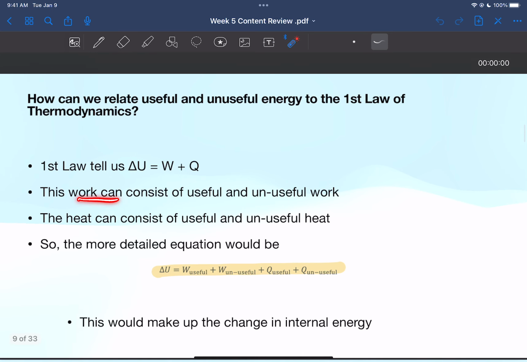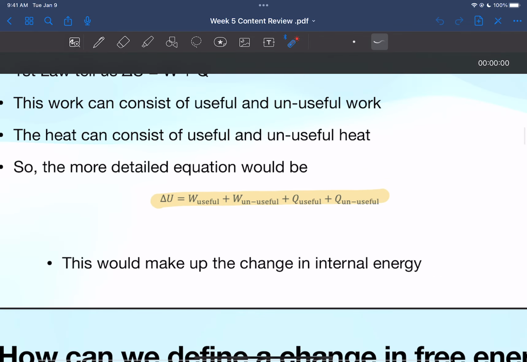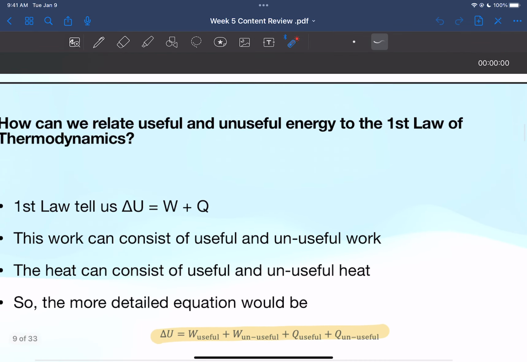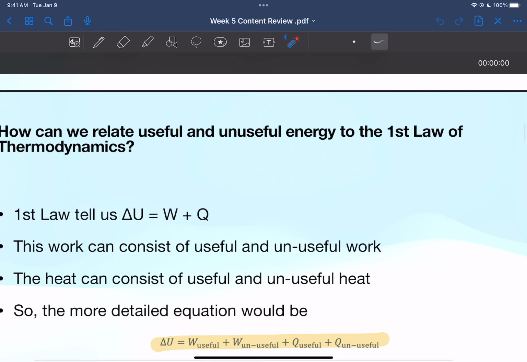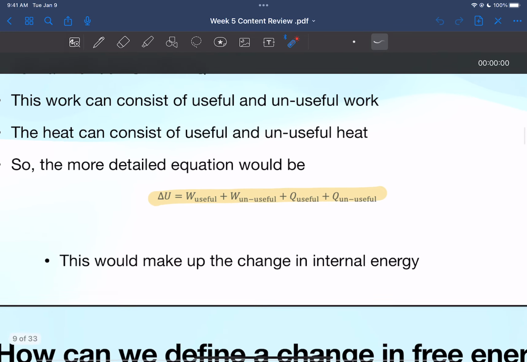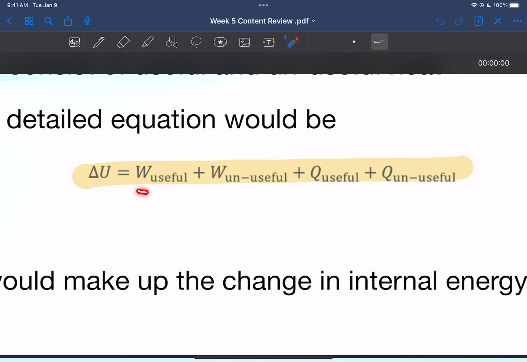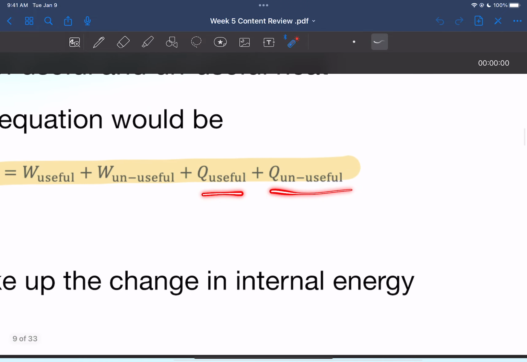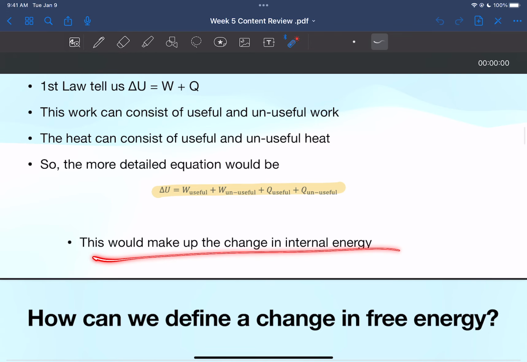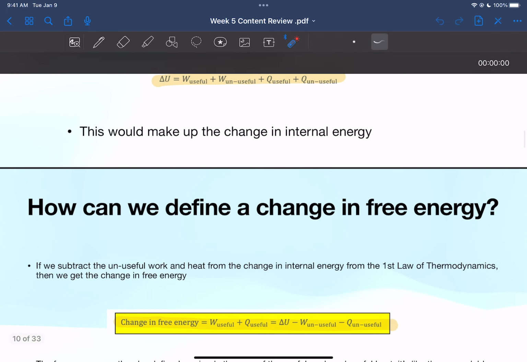That work, like we said, can consist of useful and unuseful work, and the heat can consist of useful and unuseful heat. So the equation can be expanded a little bit, because what we had for the first law in the second week of concepts was just this general equation. Technically, if we expand this out, the work can be useful work or unuseful work, and the heat can be useful heat or unuseful heat. And that makes up the change in internal energy.